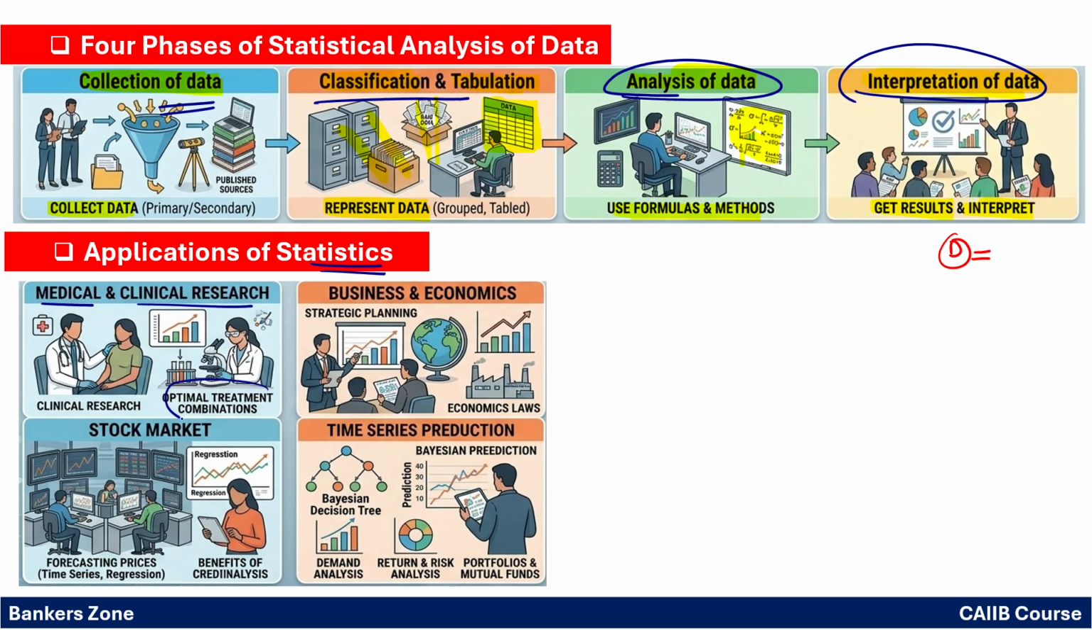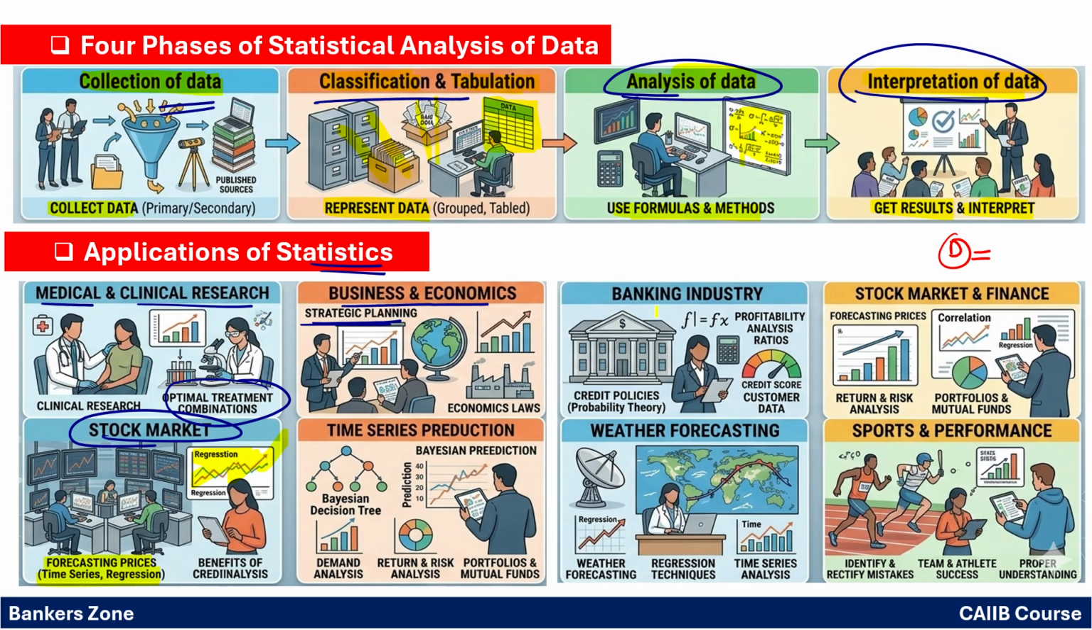What can be the optimal treatment combination? For that we can use statistics. In businesses and the economy, it can be used for managing strategy and planning, right? In the stock market also it is used to forecast the future price of shares, right? It will be useful to determine, based on regression, what can be the future price, right? In the stock market you can predict the price of shares in the future.